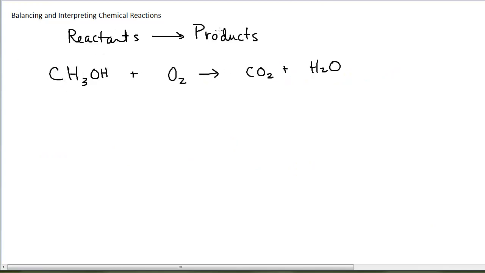This is also a combustion reaction, but this is methanol. This is the combustion of methanol. And you may notice right off the bat, I've got oxygen in 4 different places in this reaction. 2 places on the left, 2 places on the right. That's going to make it difficult to balance, so I do want to save it for last.